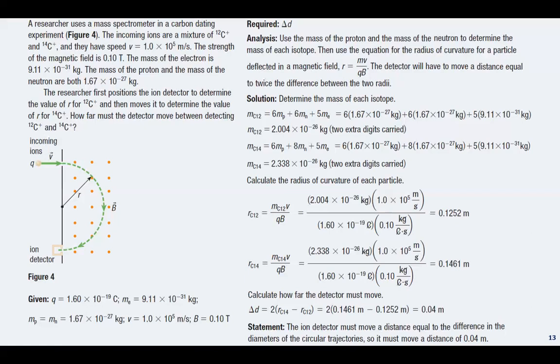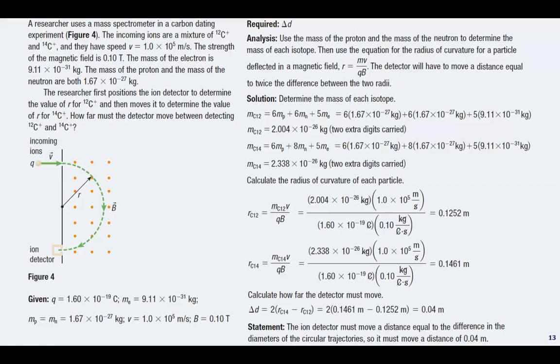Then if we know the masses of the two isotopes, we can calculate the radius of curvature of each particle. We can use R equals mv over qB. First of all, the radius of the motion of carbon-12 equals 0.1252 meters. And then using the same method, we can find the radius of carbon-14, which is 0.1461 meters. Then delta D should equal twice the difference between the two radii, which is approximately 0.04 meters.